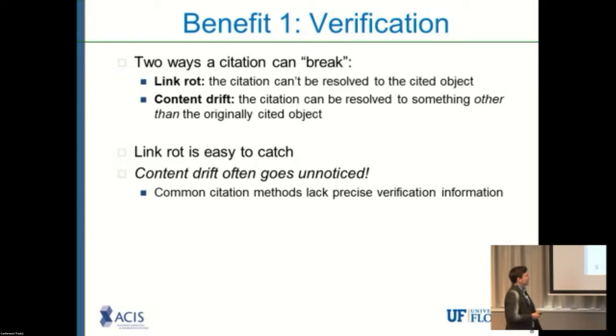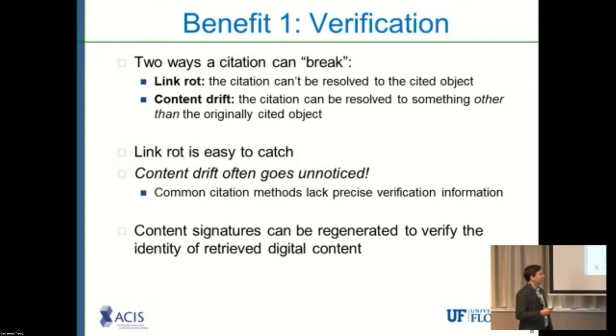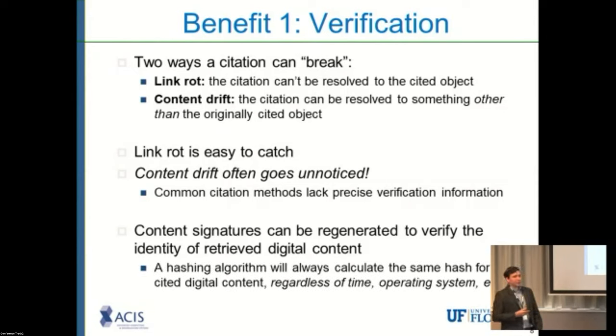So with hashes, common citation methods lack precise verification information. This goes pretty much generally for everything. Whether it's a URL or a DOI or anything, they don't really give you any mechanism to make sure that what you retrieve is what you expected. That's what content signatures are for. They've been used for this purpose for a long time outside of citation, just to verify that you have exactly what you thought you were supposed to have. The citation will provide a content signature. You'll download the data and then recompute the content signature. If the one you compute matches the one that was cited, you know you have the right thing.